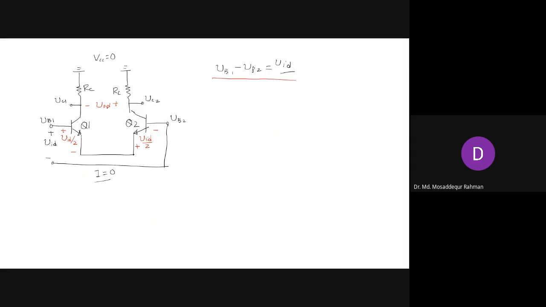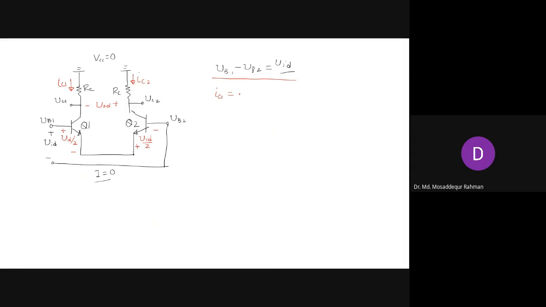So you see that when you have this voltage here, VID by 2, then the current here is IC1 and the current here is IC2. These are all small signal currents, right? Here it is written in small letters. So how much will be IC1? VC1 by RC.